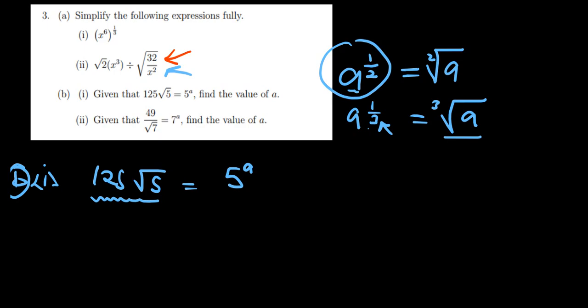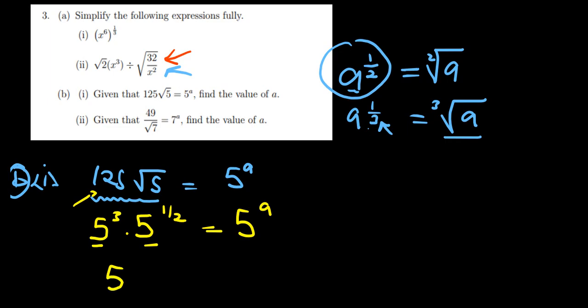So I'm going to express this 125 and this root of 5 in terms of 5 to the power something. So this 125 there is the same as 5 to the power 3. Then I'm multiplying by the square root of 5, which is the same as 5 to the power what? Half. And then this is just going to be equal to 5 to the power A. So now we have the same base here, so it means we can add the powers. So this would be 5 to the power 3 plus half is equal to 5 to the power A.